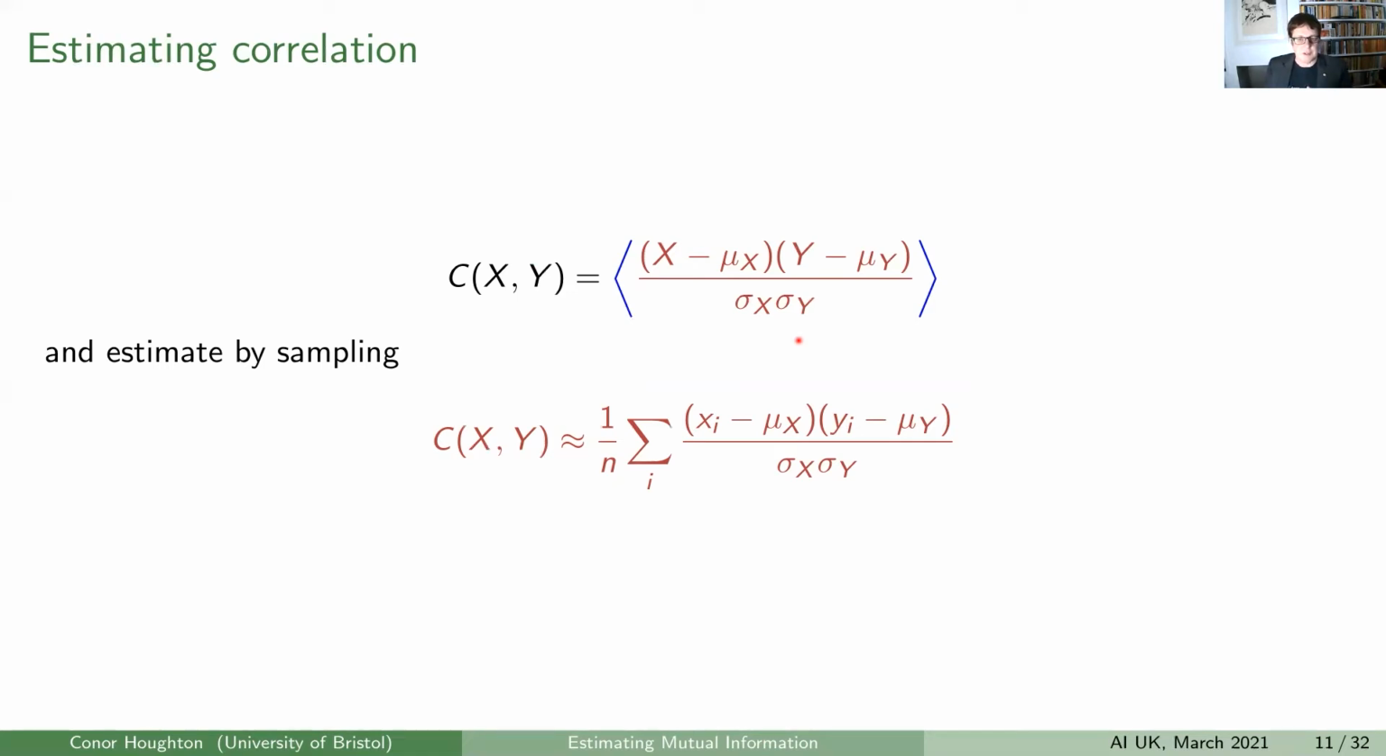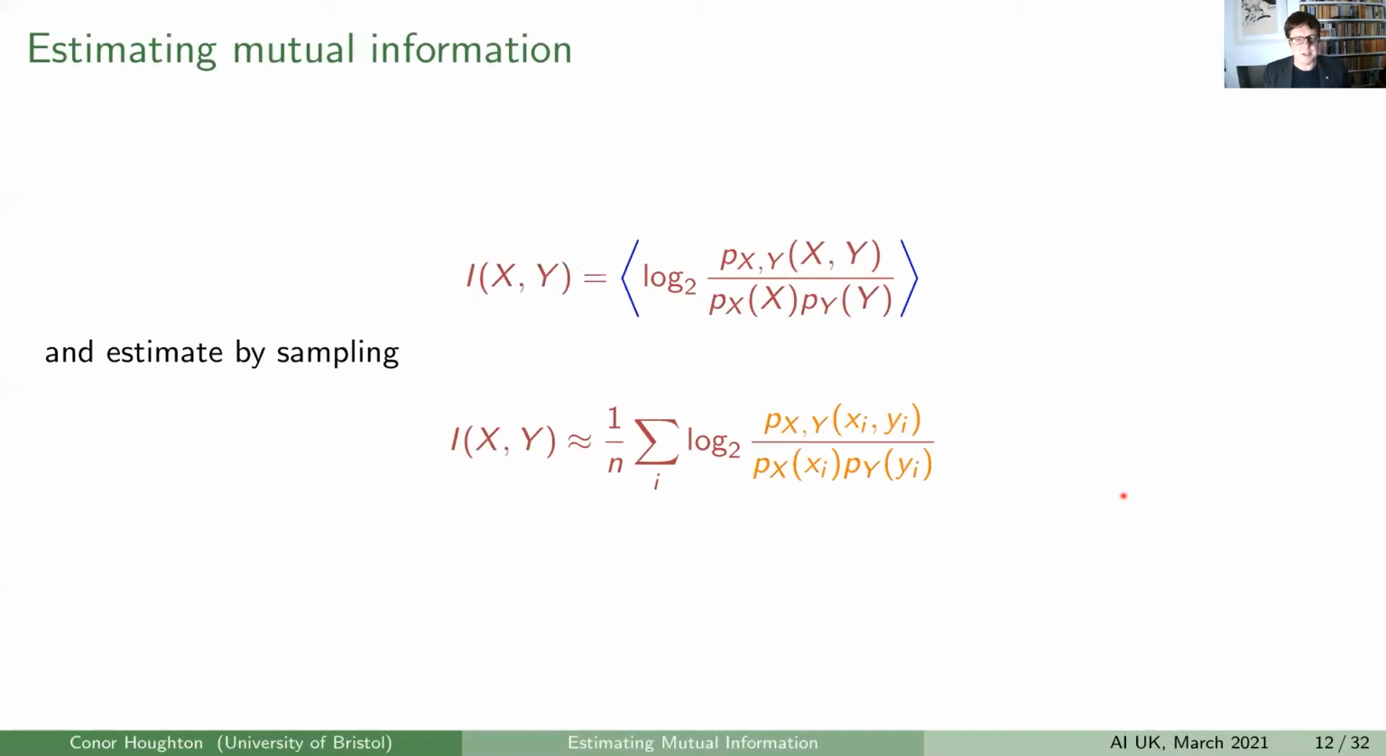However, for all its ugliness, it's easy to estimate. If you have data, x_i, y_i pairs that you've drawn from your distribution, you can just plug them straight into the formula and average to get an estimate for the correlation. Mutual information, in contrast, is very beautiful. It relies only on quantities that exist. If you have a probability distribution, there is a probability density. And so this quantity in principle always exists.